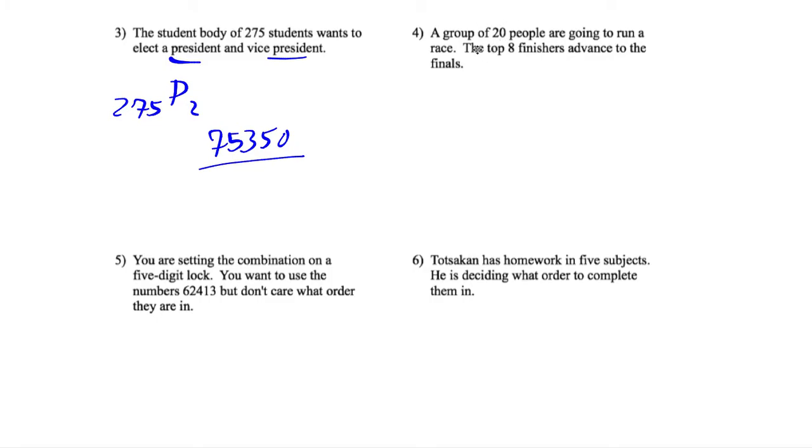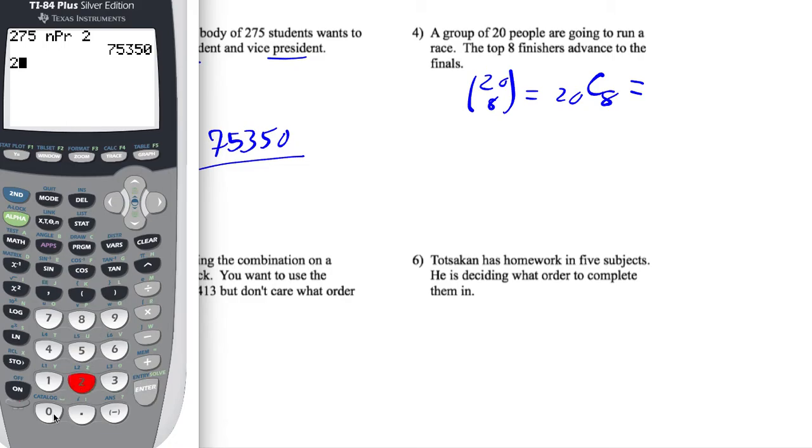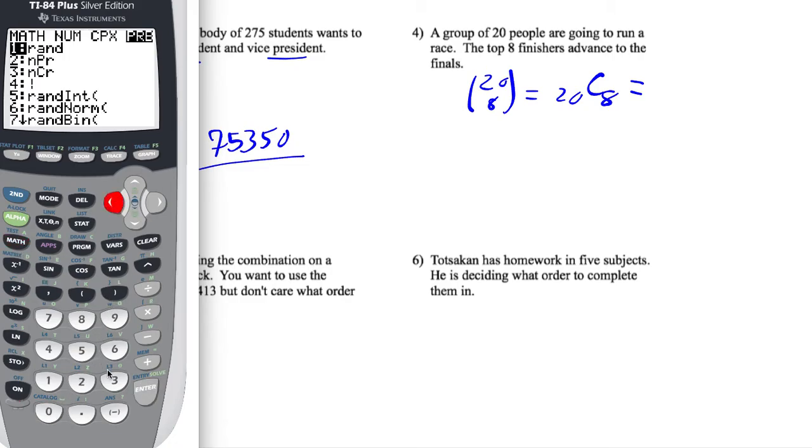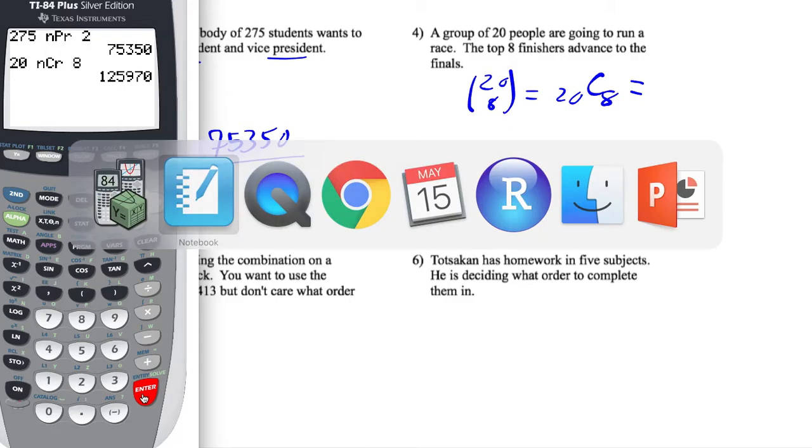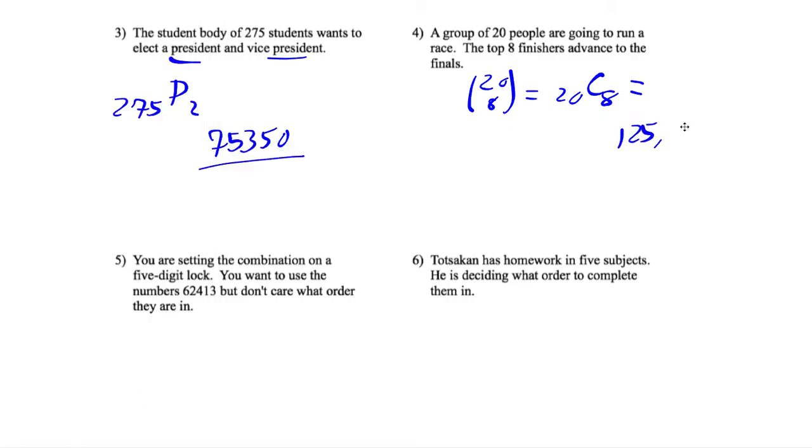And number 4 here, notice we have a race of 20 people, and we want to find the top 8 finishers. Do we care who comes first and who comes 8th? No, because they both advance. So the order does not matter. So this is 20 choose 8. This is a combination. If we do that in the calculator, 20 choose 8, we end up with a rather big number, 125,970 possible ways.